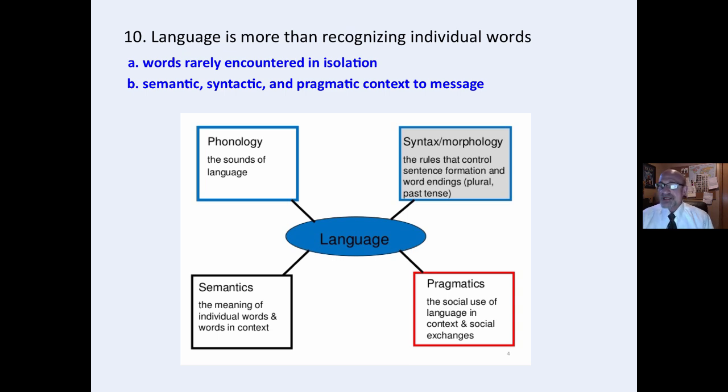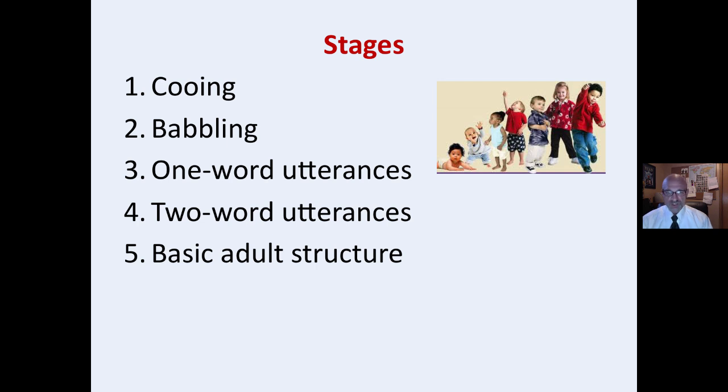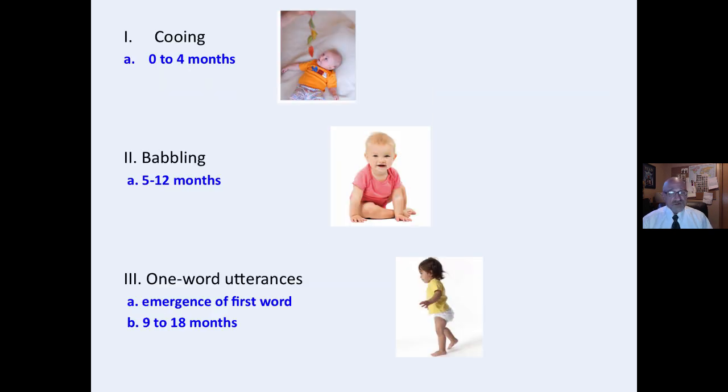Language is more than recognizing individual words. There are 4 parts to it: phonology, sound or symbols, semantics, syntax, and pragmatics. Know that we very rarely, if ever, encounter words in isolation. Even words we see on a sign are seen in some sort of context. Now, there are 4 stages to language acquisition. We'll be looking at each one of those.